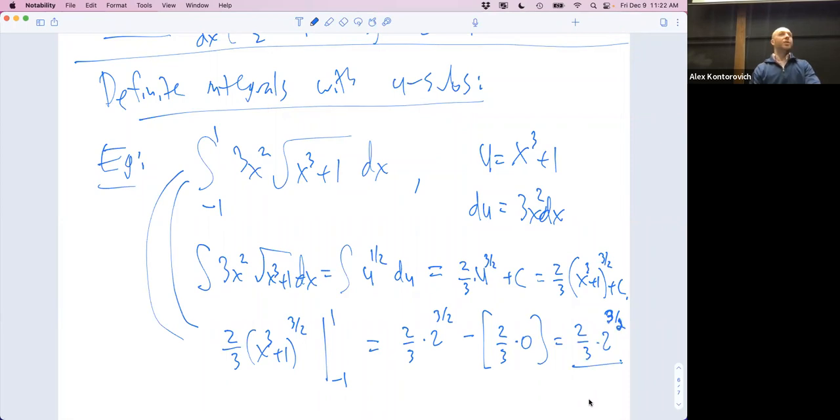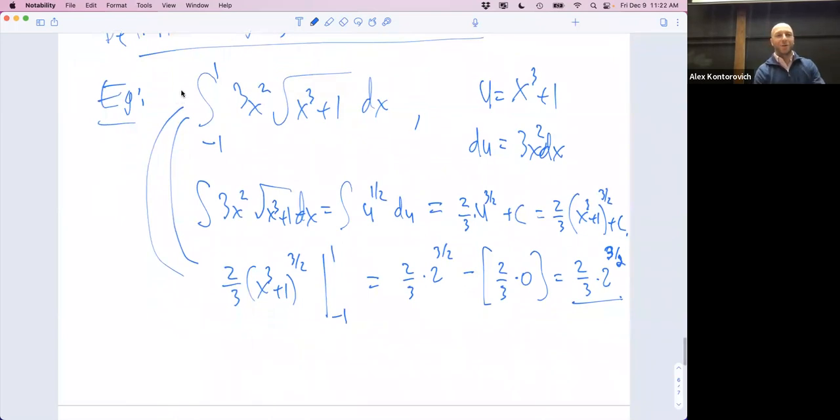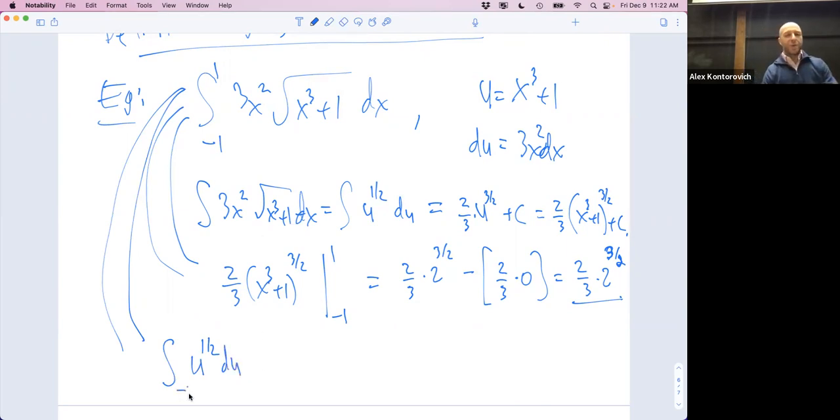There's another way to do this. There's nothing wrong with this. We use u-substitutions to figure out an antiderivative. Then we plug the antiderivative back in x values. There's many ways to do this, but there's one more that I want to show you right now. Alternatively, we can say we made this u-substitution. It's an integral of u to the 1/2 du. Can I say that this is from minus 1 to 1?